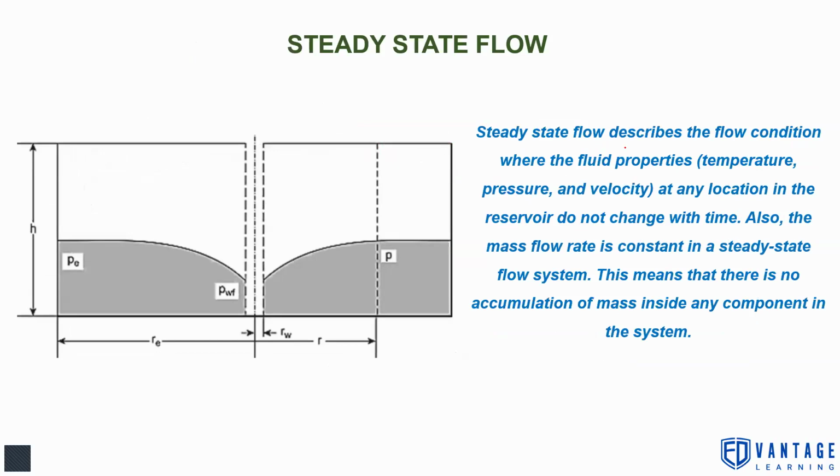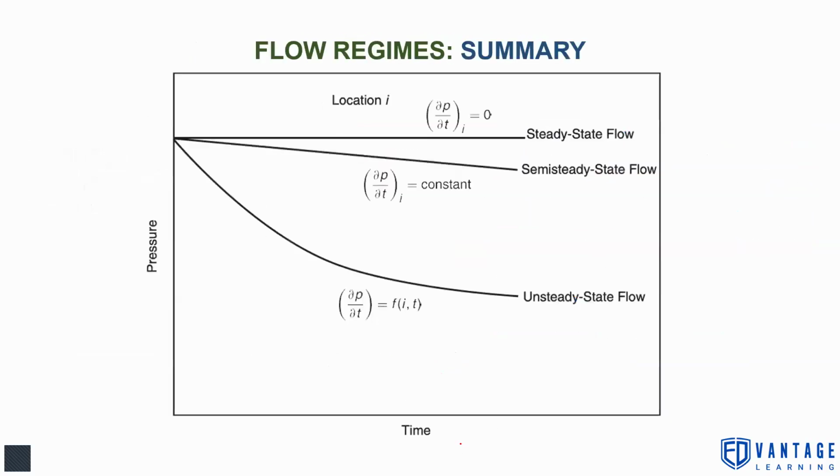Next is steady state flow. This describes the flow condition where the fluid properties at any location in the reservoir do not change with time. So the properties will again affect the pressure. In this case, ∂P/∂t will be zero. There is no rate of change of pressure with time, but ∂P/∂r is constant because fluid properties are now constant. They do not change with time.